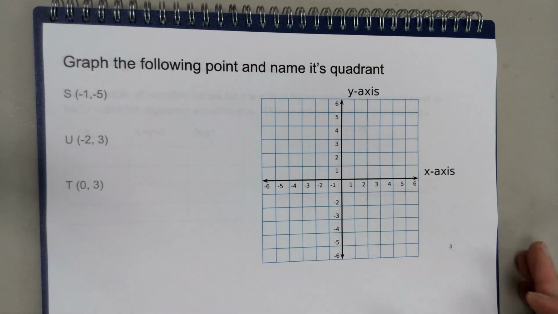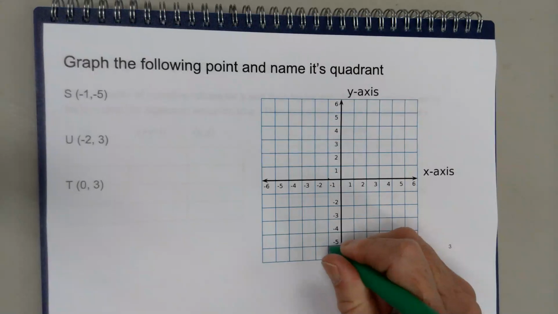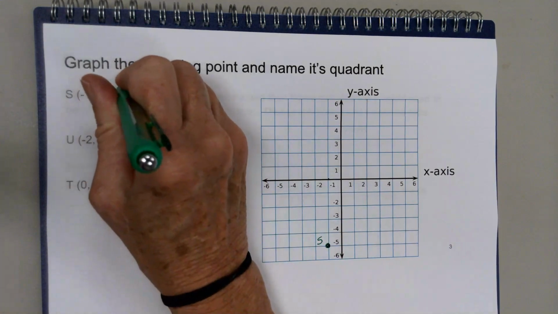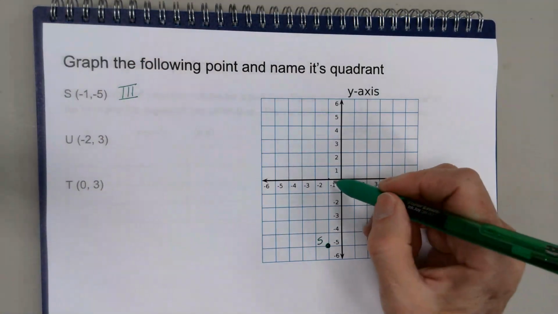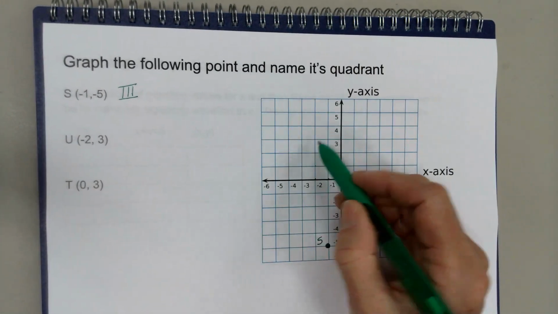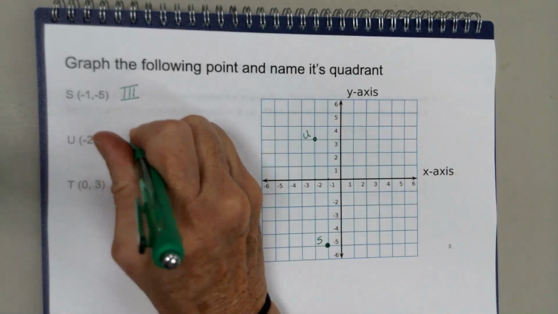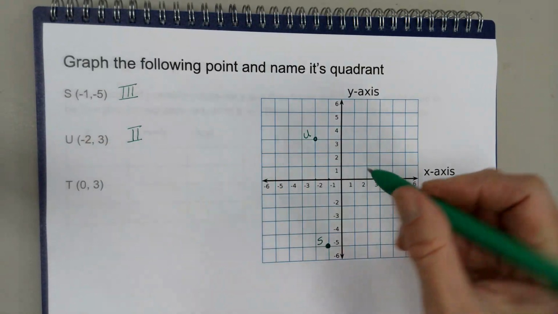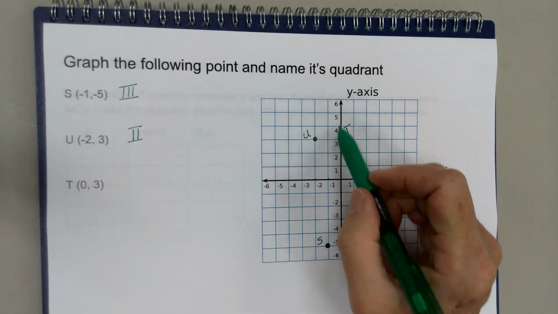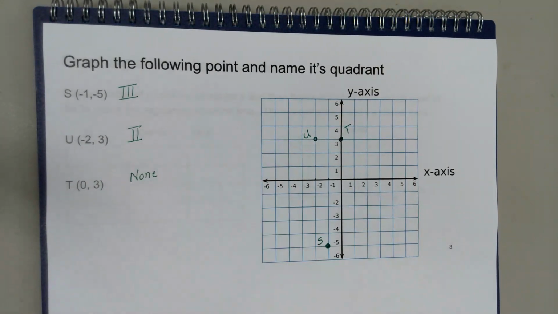So we're going to graph these points and decide which quadrant each is in. S is at -1, -5. So that's this point right here. So that is S. Understand that's in quadrant 3. Then I have -2. I go over -2 on the x-axis and up 3. 1, 2, 3. That is going to be U. That is in the second quadrant. And then I have the point 0, 3, which is going to be this point right here, which is T. Notice how it is on the y-axis. So when it asks for the quadrant, the answer is none.